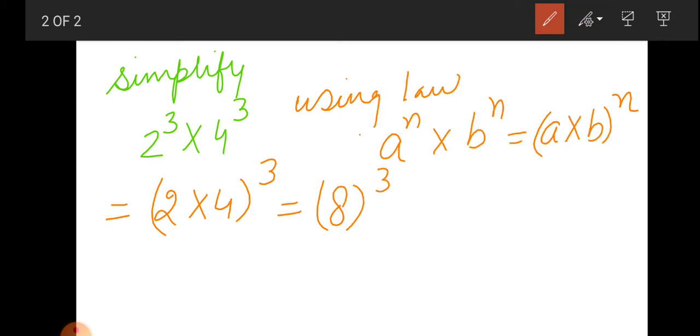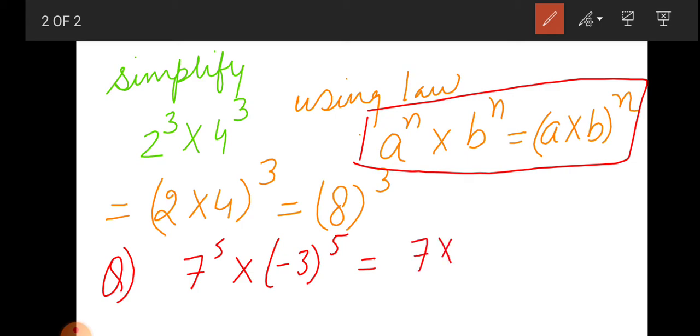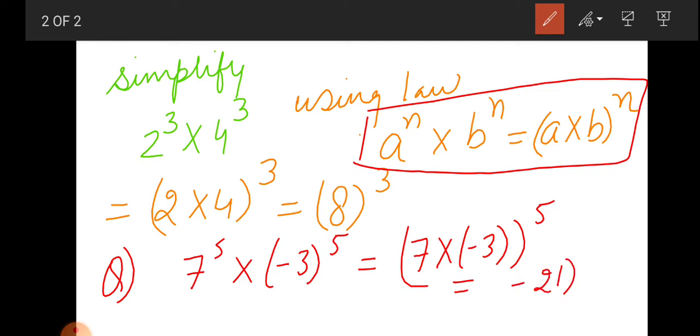Let's take another question. Simplify 7 raised to the power 5 into minus 3 raised to the power 5. Again use the same law: 7 into minus 3 raised to the power 5. 7 into minus 3 is minus 21 raised to the power 5. Next question.